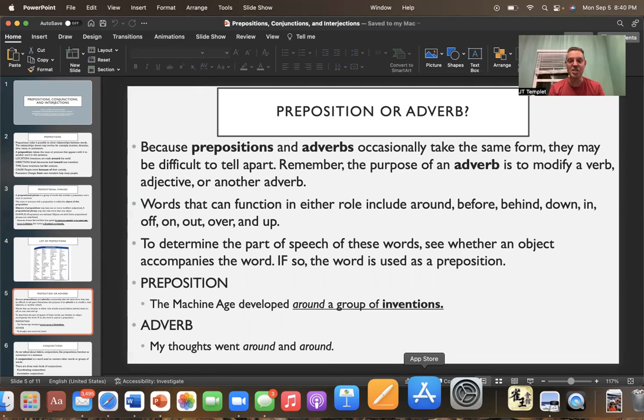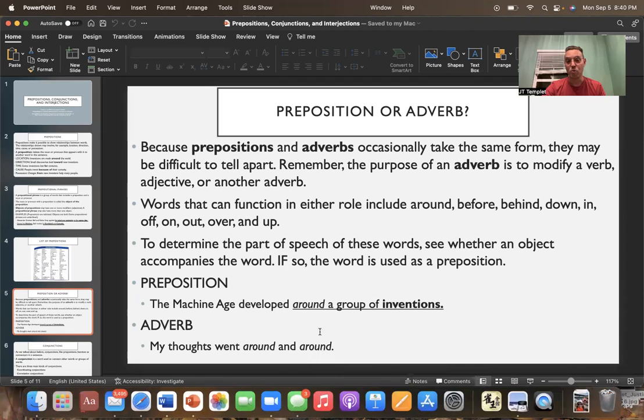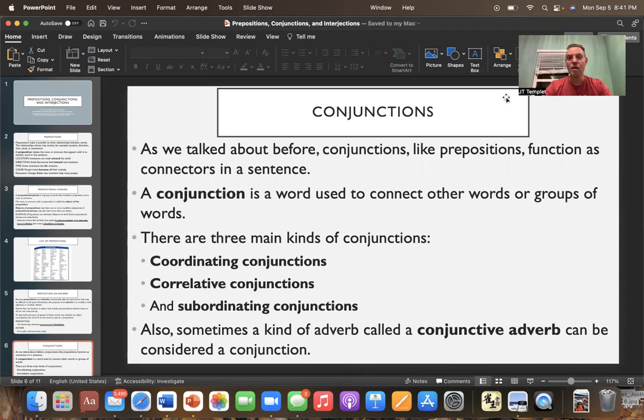So for instance, the Marconi age developed around a group of inventions. Around what? Inventions. It's a preposition. My thoughts went around and around. Here, there is no object, and the around is actually describing the went, right? Where did the thoughts go? Around and around. That's the distinction in identifying the differences.